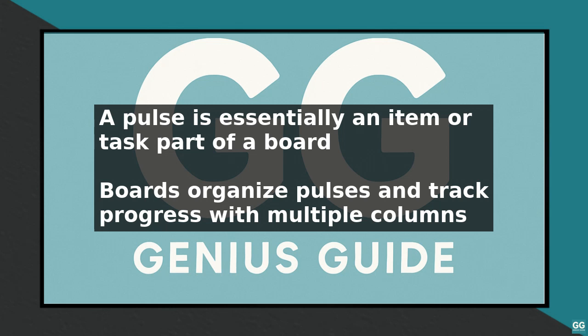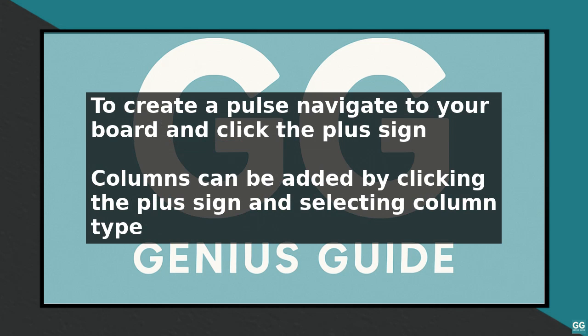Triggers are events that happen in your board, such as when a new pulse is created or when a column is updated. Actions are the tasks that are performed when a trigger happens, such as sending an email or creating a new pulse. By combining triggers and actions, you can create powerful automations that streamline your workflows.